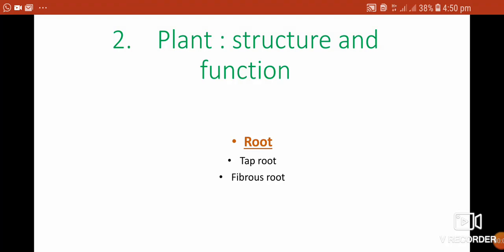Good afternoon, students. So we've both finished that first lesson. Now we'll start the second lesson: plant structure and function.